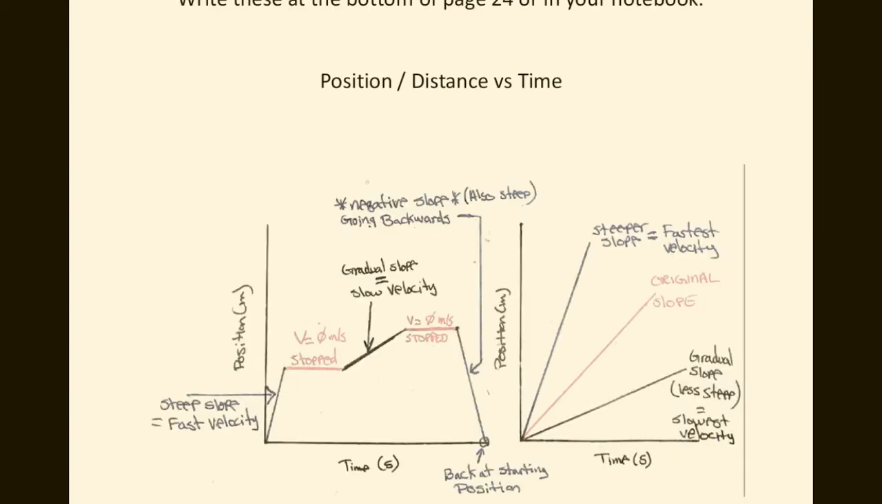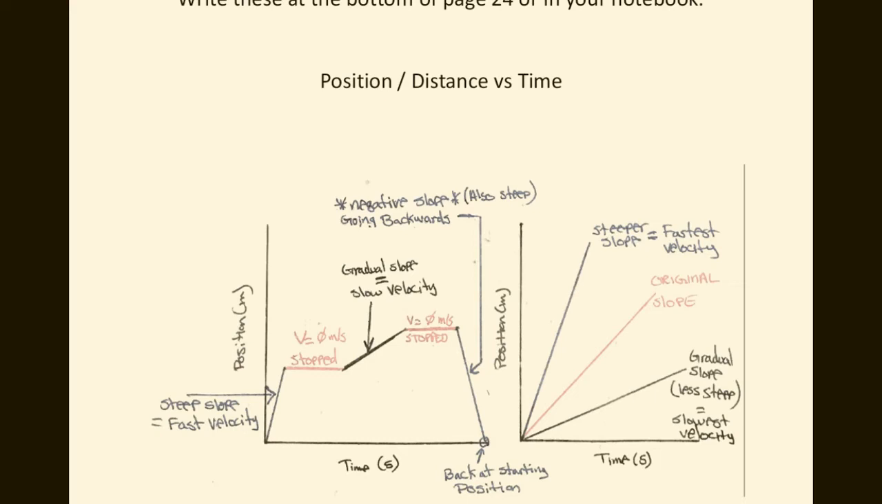Moving on to page 24, there are some questions that you will see. Those questions will be answered by you. And the piece of information that you see down here, you can go ahead and add it at the bottom of page 24 or write it somewhere in your notebook. This information is crucial in order for you to read and understand what is happening in a motion graph.